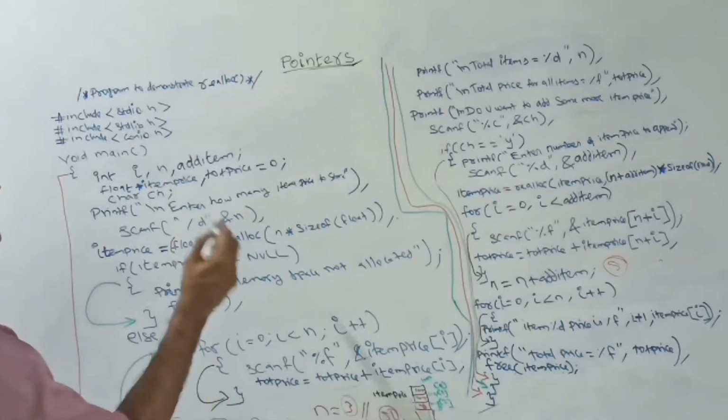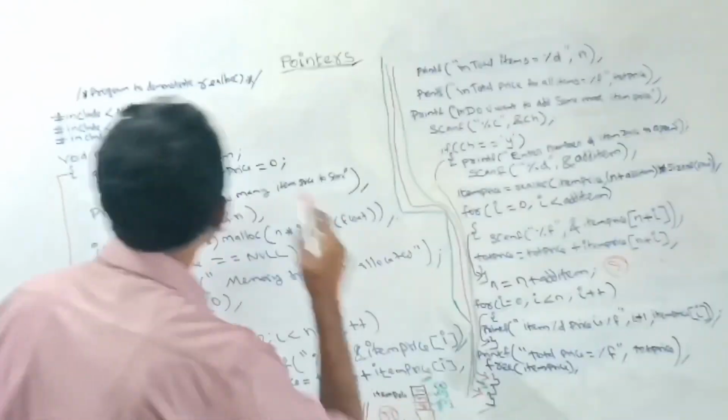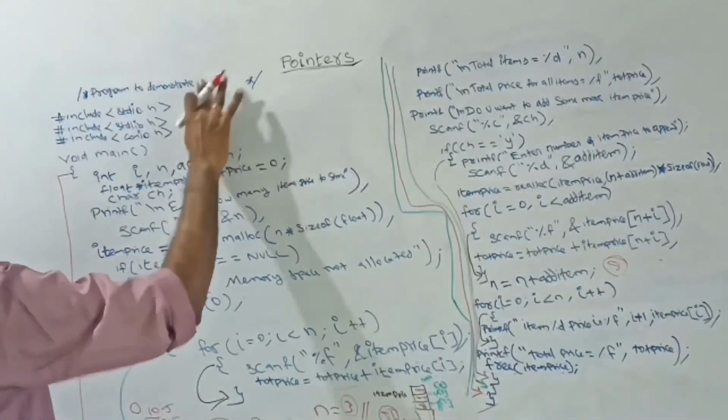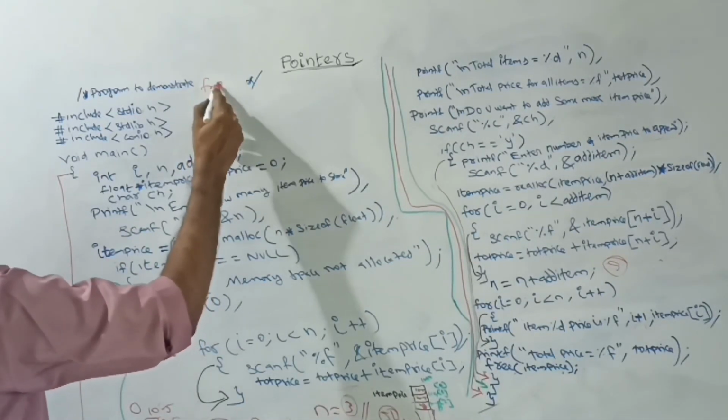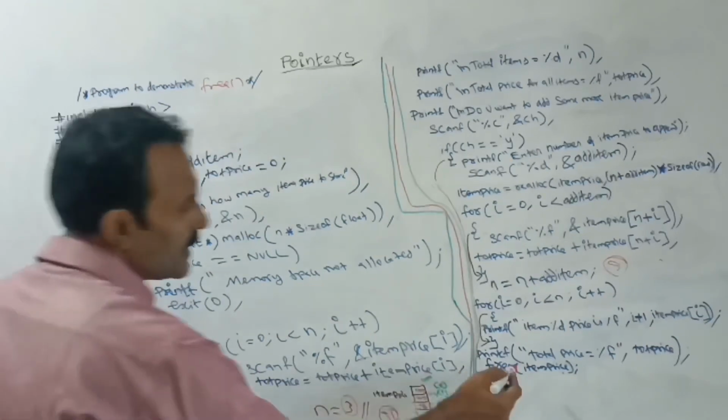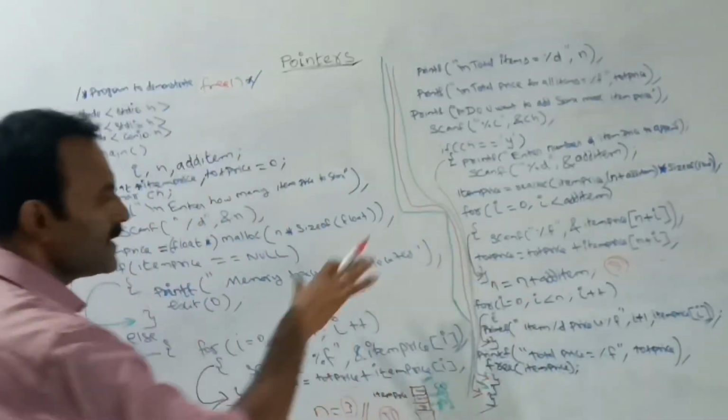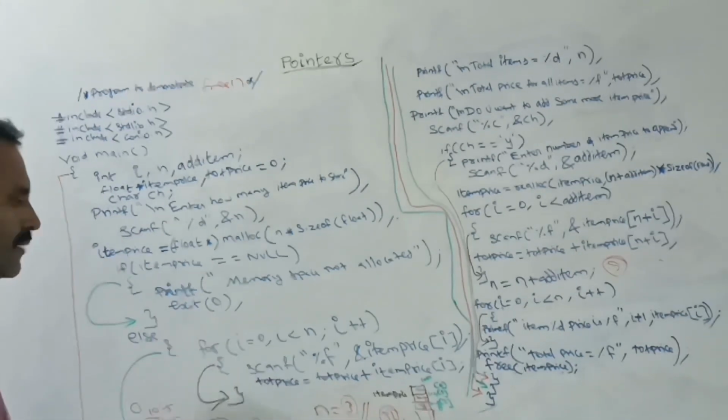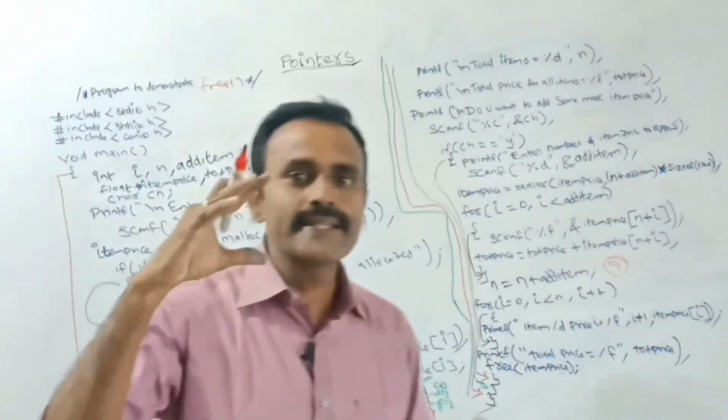Next, I am using free. This is the last memory function, that is free. Here I am using free to deallocate the allocated memory. By using malloc and realloc we have allocated the memory.